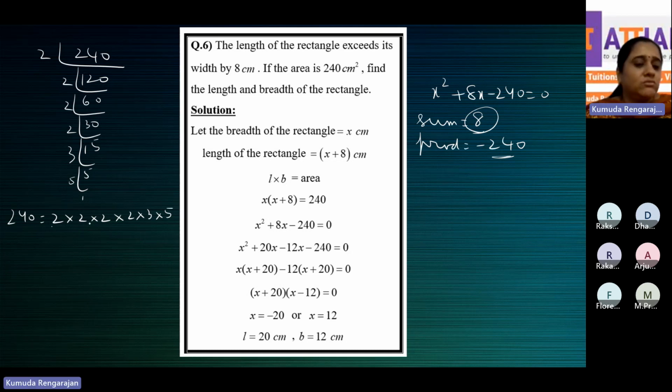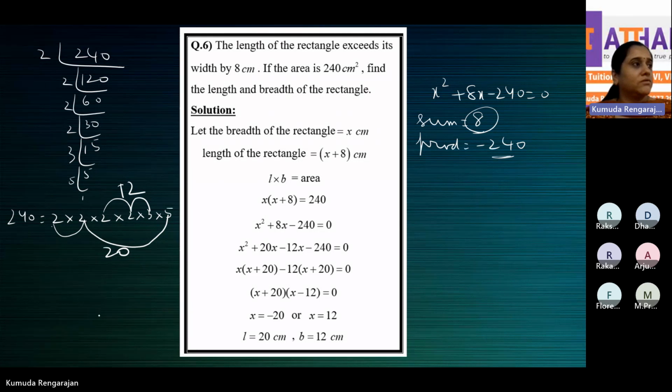So when you make the combinations, you should hit like this. 2 fours are 8, 4 fives are 20. And 2 twos are 4, 4 threes are 12. So it's 12 and 20. The numbers are 12 and 20. You should be able to find it. You should not miss any one number here.